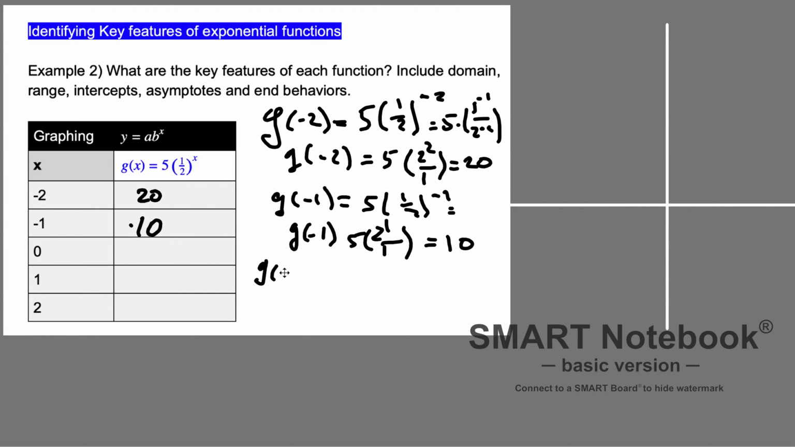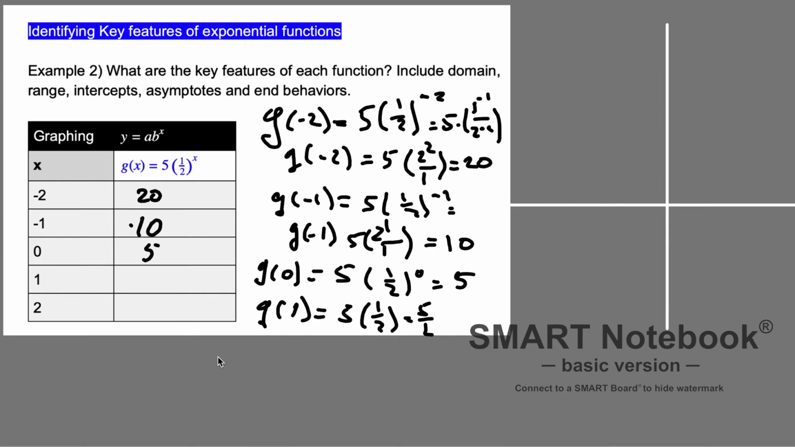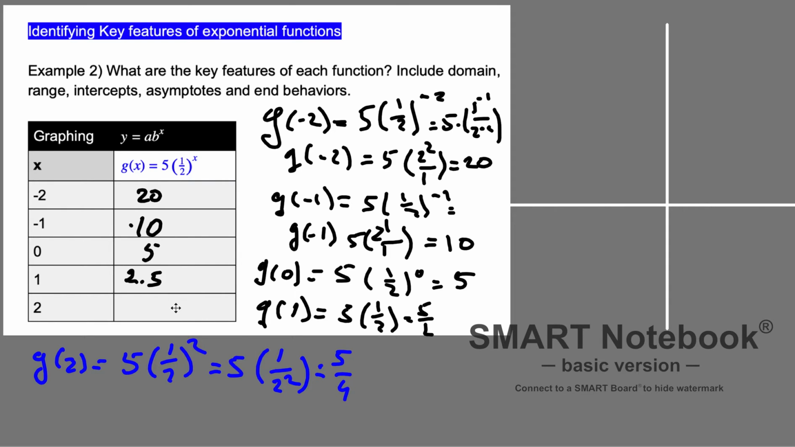If we plug in g of 0, here is 5 times 1 over 2 to the 0, and 1 over 2 to the 0 is 1, times 5 is 5. So this value is 5. And g of 1 is going to be 5 times 1 over 2 to the 1, which is 5 over 2, or 2.5. So I can write 2.5. Now g of 2 is 5 times 1 over 2 squared, and 2 squared is 4, so it's 5 over 4. That is 1.25, but let's write it as a fraction, 5 over 4. So those are the values.